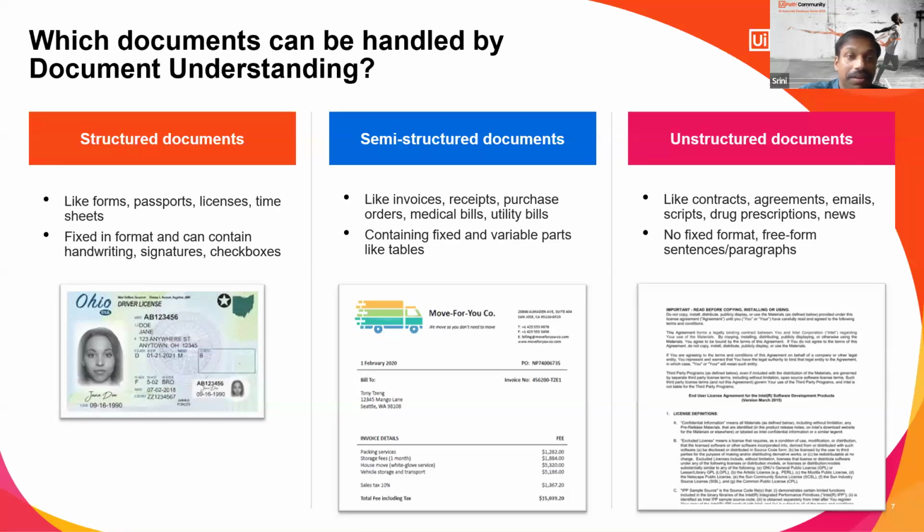Yeah. And the other category is a semi-structured document, which is like an invoice, receipts, or purchase orders. Again, it is semi-structured. It contains fixed formats and some variable formats as well, like line items or a table kind of things. Yeah. So unstructured documents are like contracts, agreements, emails, which are categorized as unstructured documents.